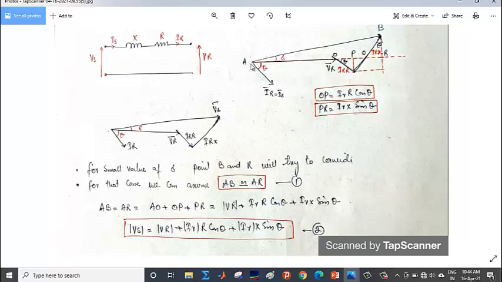So AO is equal to VR. You can see AO is equal to the magnitude of VR. OP is equal to IR, R cos of theta, and PR is equal to IR x sine of theta. This is equation 2. From here we can get Vs minus Vr will be equal to IR into R cos of theta plus IR into x sine of theta.